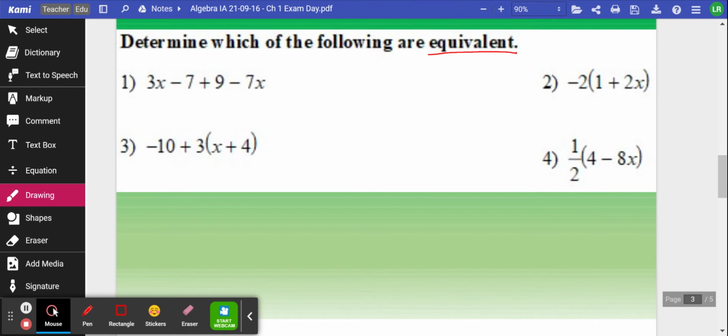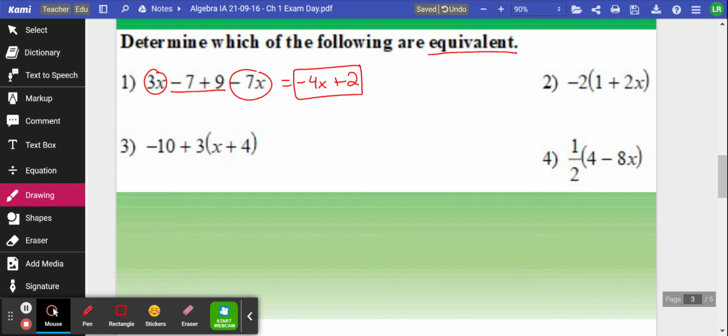All right, let's go ahead and take a look here. For number 1, there are no parentheses, so we just need to combine our like terms. 3x and negative 7x go together. So 3x plus negative 7x is negative 4x. Negative 7 plus 9 go together. Different signs subtract. Keep the larger. It's going to be positive 2. So there's our first one.